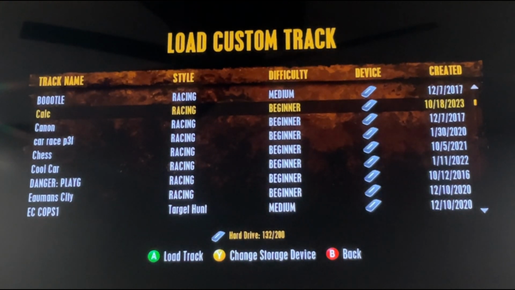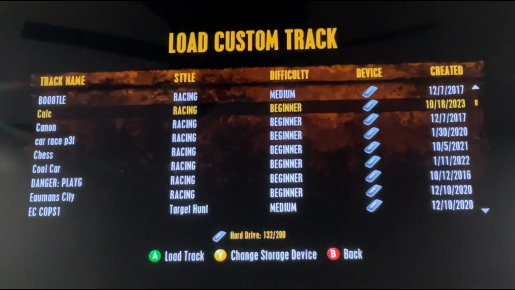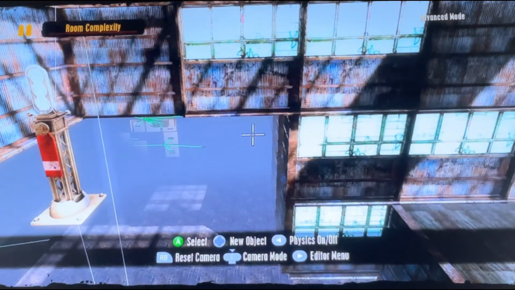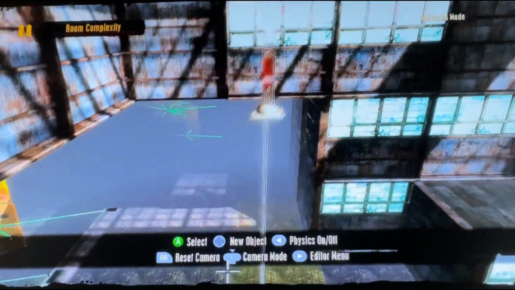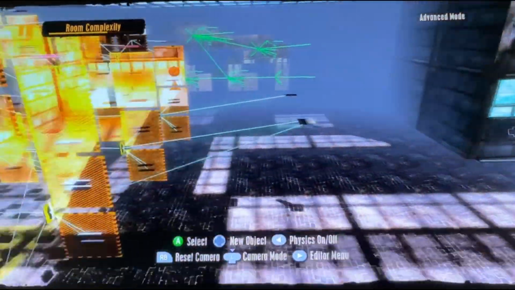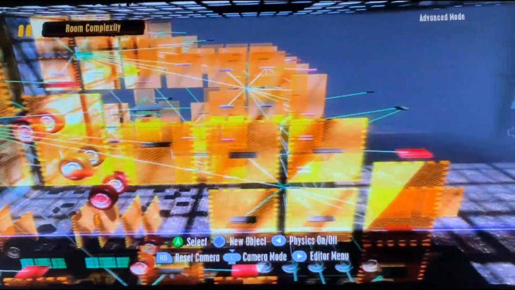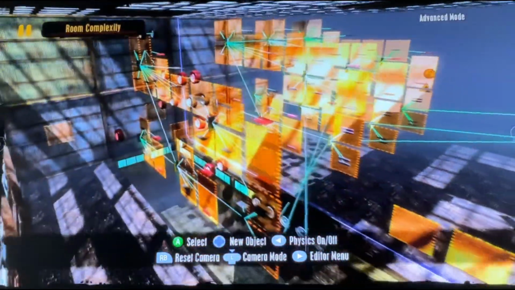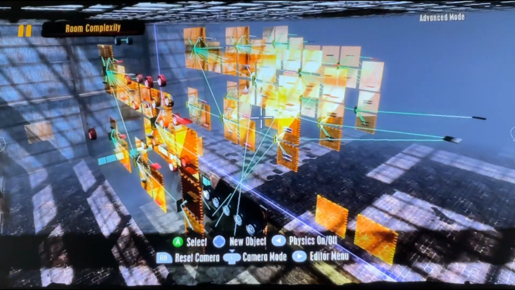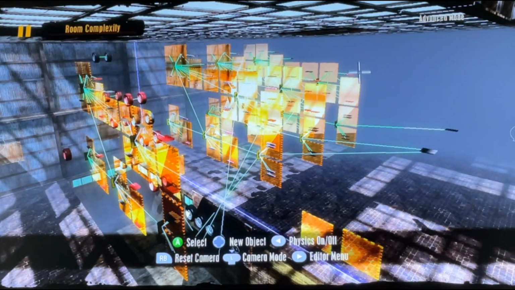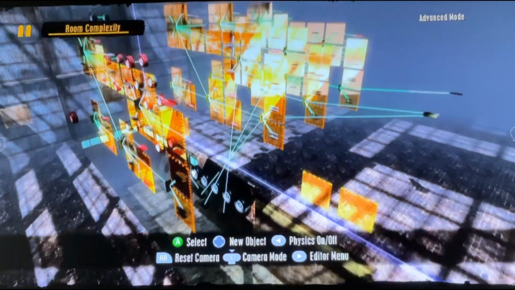Hey everyone, this is Trials HD, and I am loading this very laggy track. Okay, here we go. Introducing this monstrosity. This thing is a calculator, a working calculator in Trials HD.